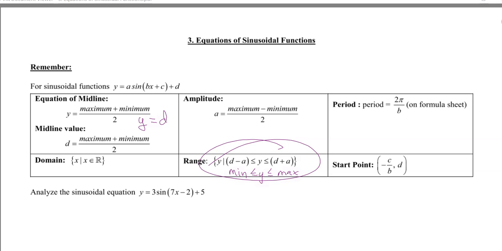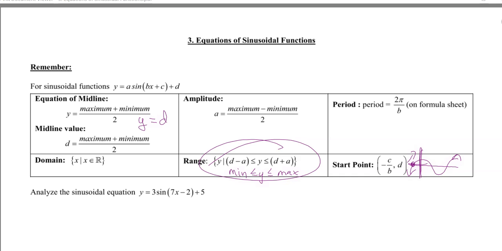The domain for all sinusoidal functions is the set of all x such that x belongs to the reals. If we're talking in a particular context, then the domain may be greater than or equal to 0. So if we're talking time, something like that, our domain might be greater than or equal to 0. The start point is where the graph meets the midline closest to the y-axis and it's going up. Y-axis, midline, graph goes up. That's your start point.